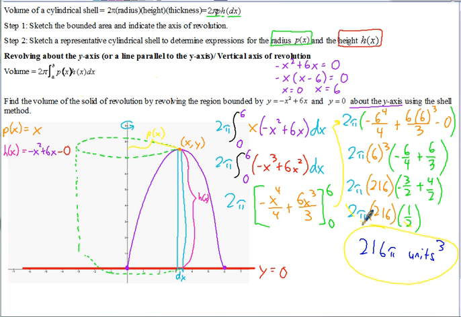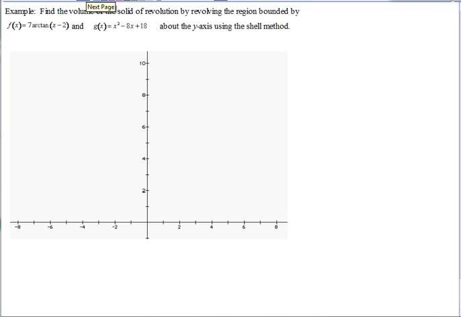Okay, let's take a look at another example now. This we're going to do with a calculator. So it says, find the volume of the solid of revolution by revolving the region bounded by f of x equals 7 arctangent of x minus 2 and g of x equals x squared minus 8x plus 18 about the y-axis. Again, we'll use the shell method here. So let's go ahead and enter these in our calculator.